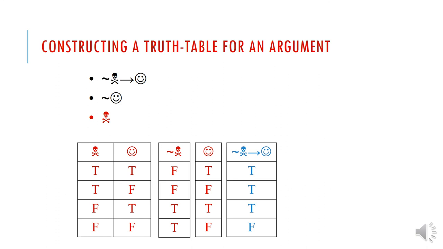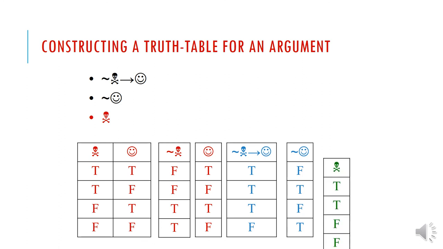Next, I will create a column for the next premise, which is negation, smiley face. I simply look back to the initial reference column of the smiley face, and I do the opposite. If smiley face is true, false, true, false, I will write false, true, false, true. And then I will rewrite my column for my conclusion, which is just skull and crossbones: true, true, false, false. So here I have my two premises in blue and my conclusion in green.